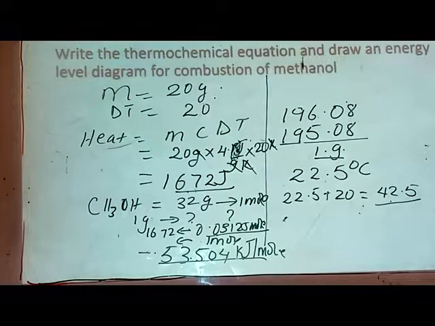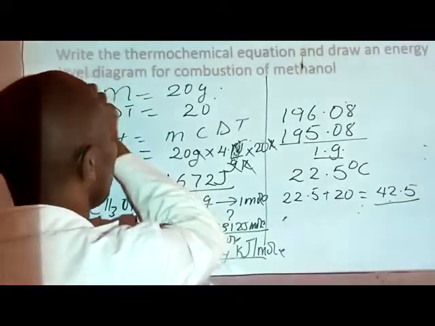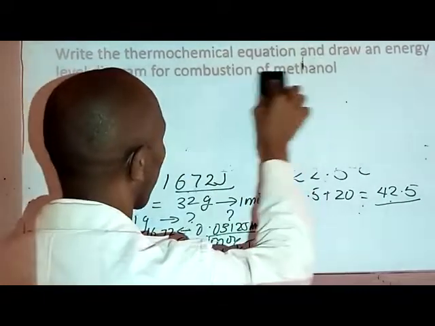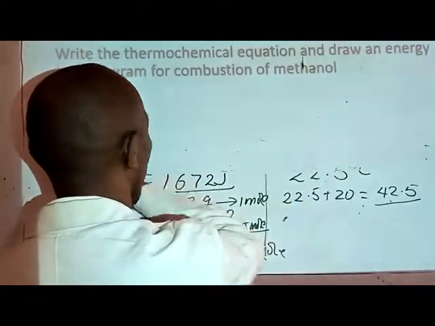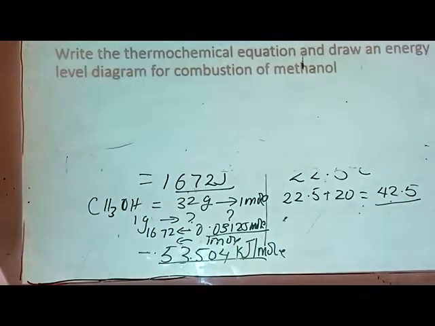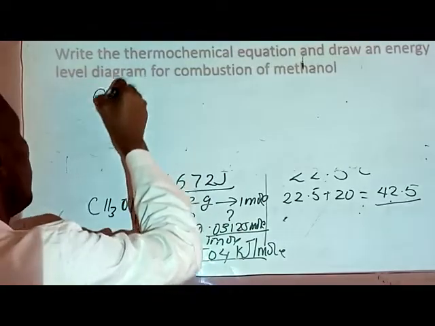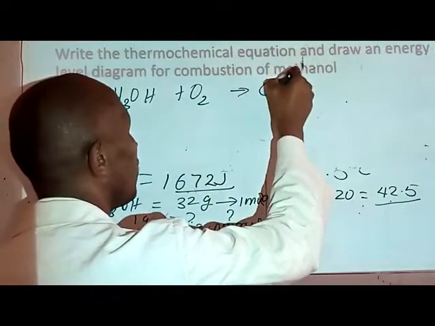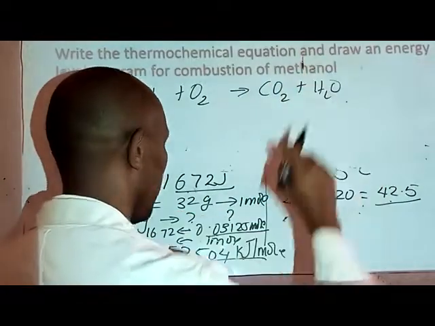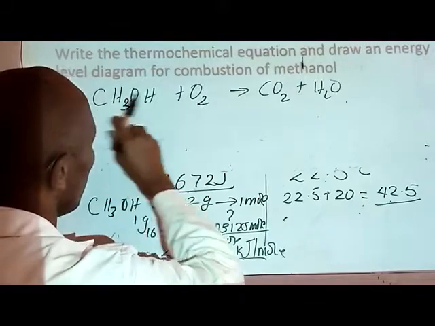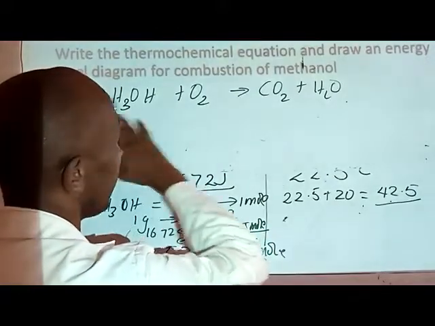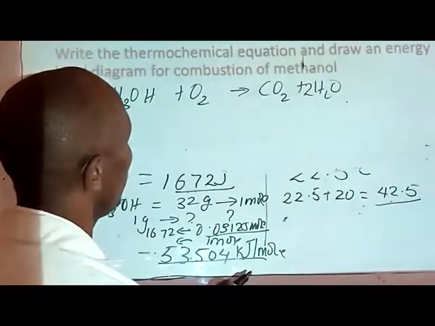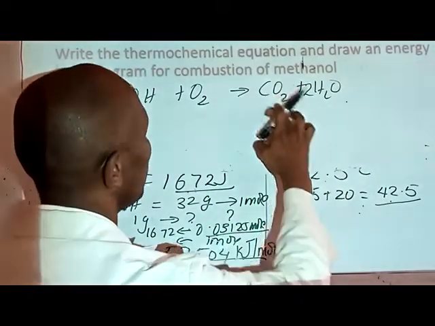Now the next thing we are asked to do is to write the thermochemical equation. I can remove all this. Methanol burning to produce carbon dioxide plus water. What's 1 carbon, 4 hydrogen. How many oxygens do I have?